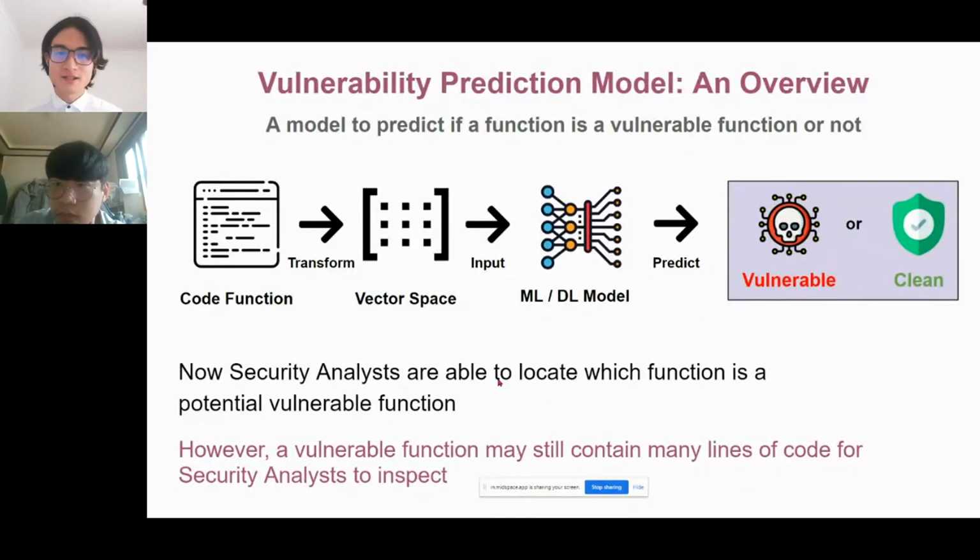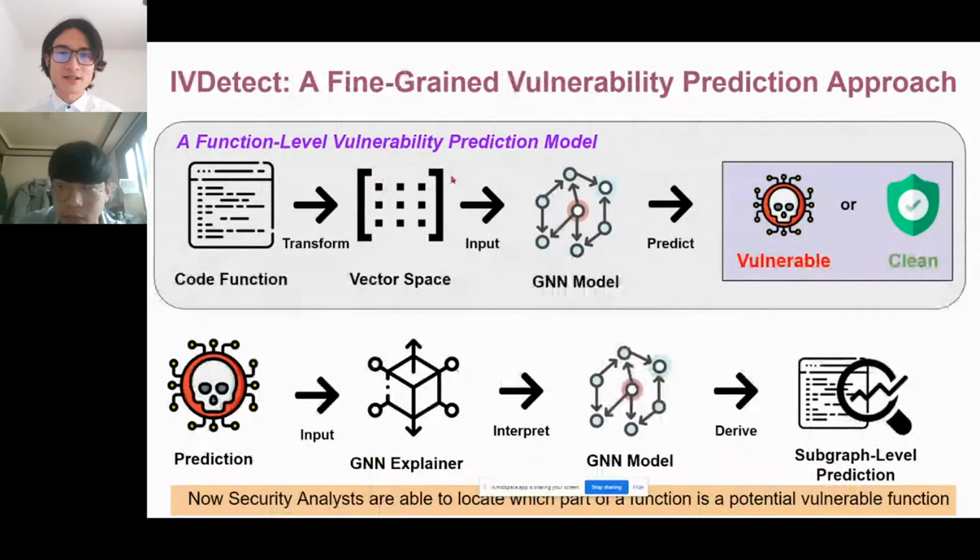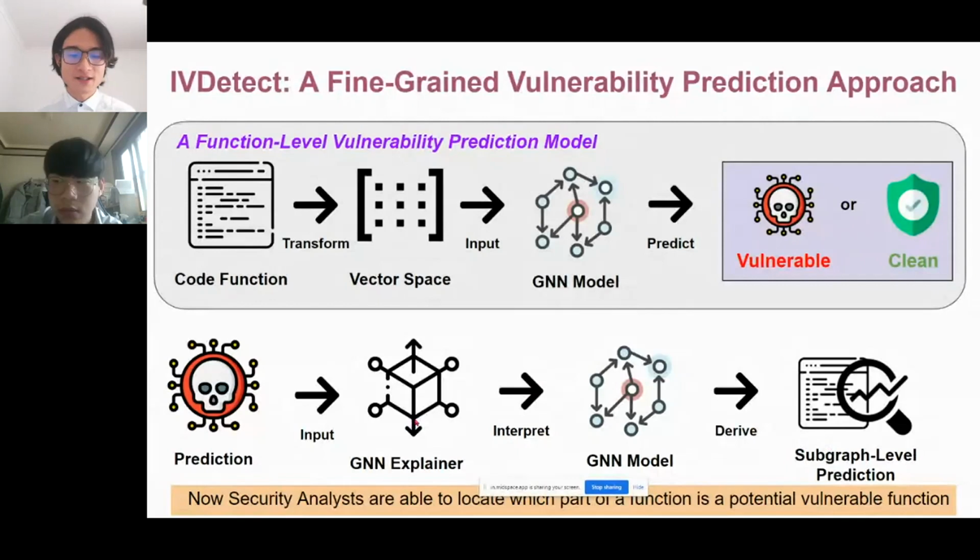Therefore, security analysts may still need to inspect a big function. So recently, IVDetect, a state-of-the-art fine-grained vulnerability prediction approach, has been proposed. Basically, it's a function-level vulnerability prediction model plus a model interpretation approach. Given a vulnerable prediction, we input it to an explainer. The explainer then interprets the original prediction model and derives the subgraph-level localization. Now, with this approach, security analysts are able to locate which part of a function is a potential vulnerable part.